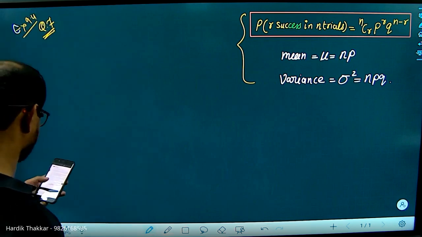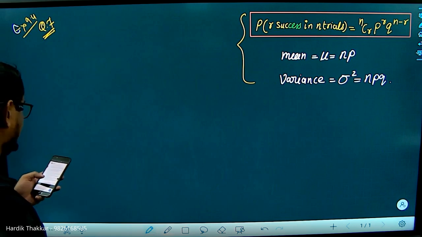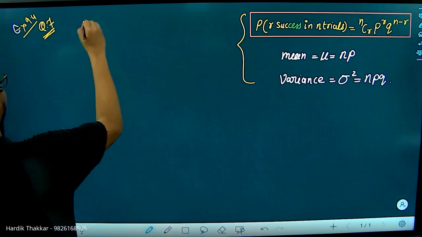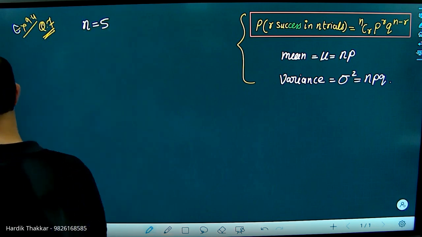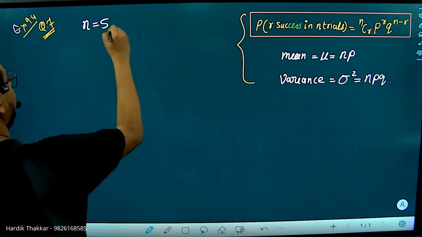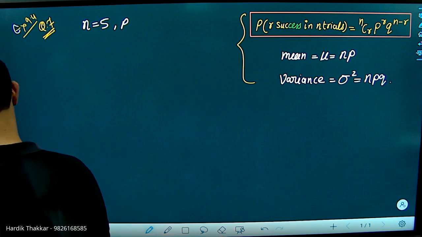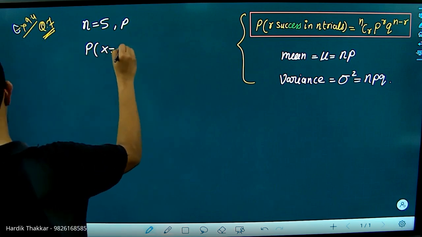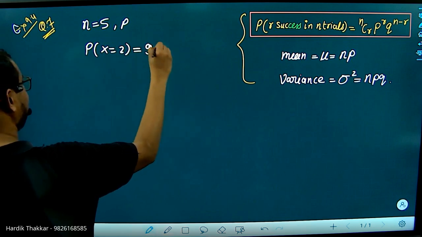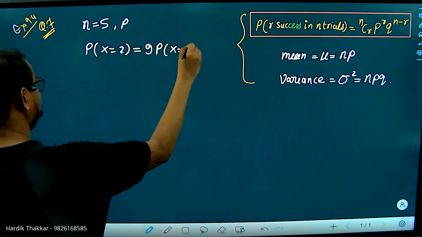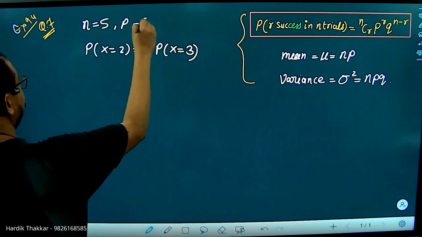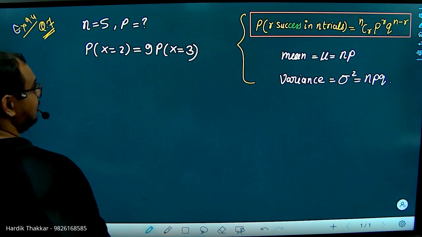Question 7 says that if x follows binomial distribution with parameter n is equal to 5. So n is equal to 5 is given to you, and p is the probability of success, and P of x is equal to 2 is equal to 9 times P of x is equal to 3. It is also given. Then find the value of p. So p is equal to question mark. Okay, so this is the question.